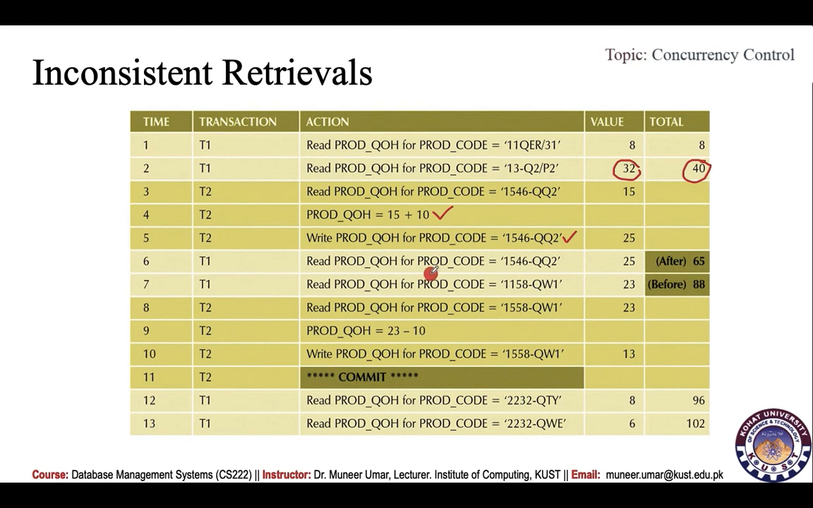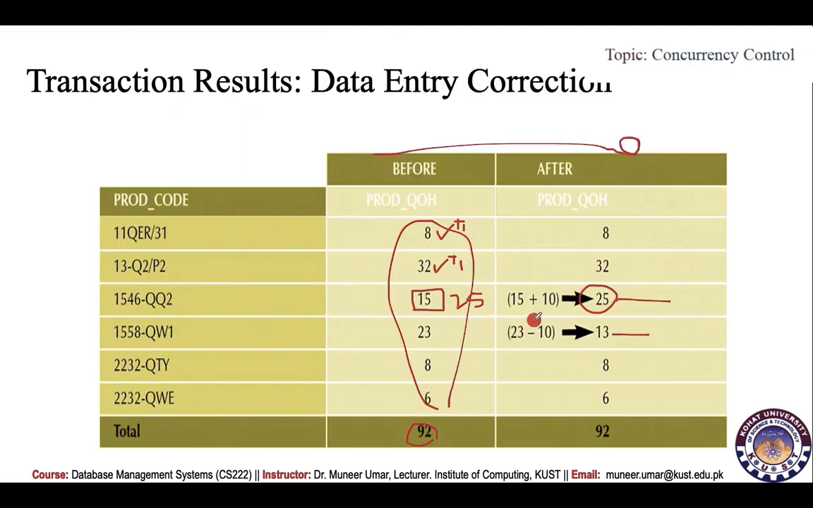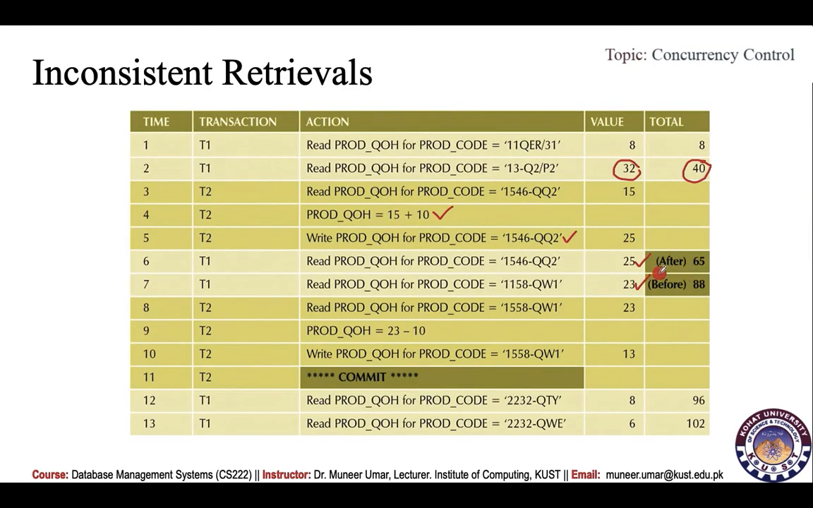After that T2 read 25 and then 23. So T2 read this one now after this change, and also read this one, and due to the sum, the sum of all these is calculated here, and due to the change this one is 65 and before it was 88.